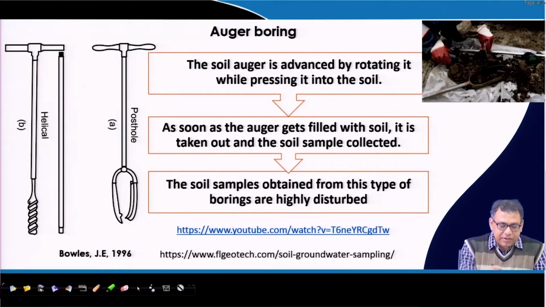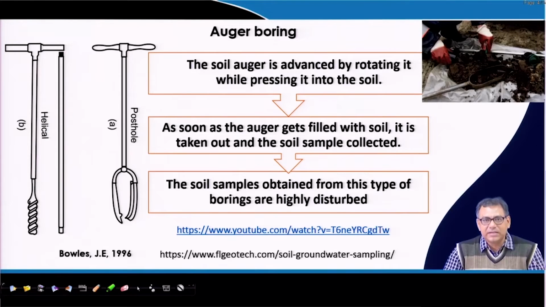So, these are the different augers. You can see these are the different augers. This is a helical auger and these are the rods. These rods are attached to the augers to increase the length, so that we can place the auger at any required depth by attaching these rods.